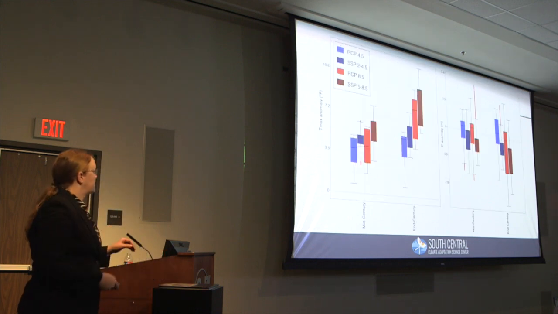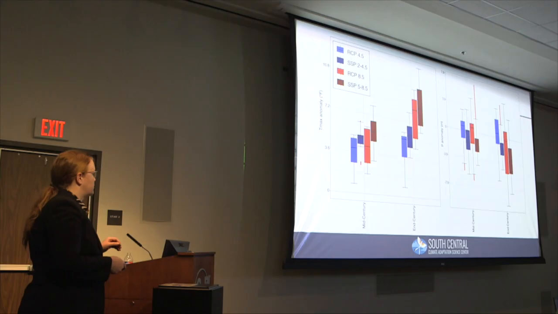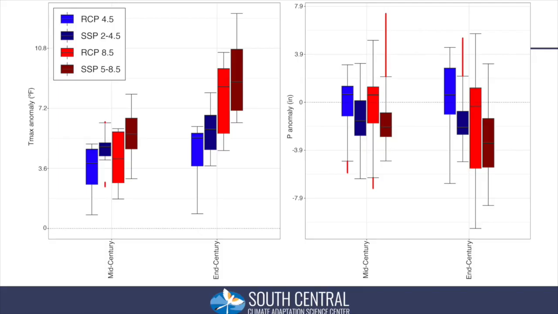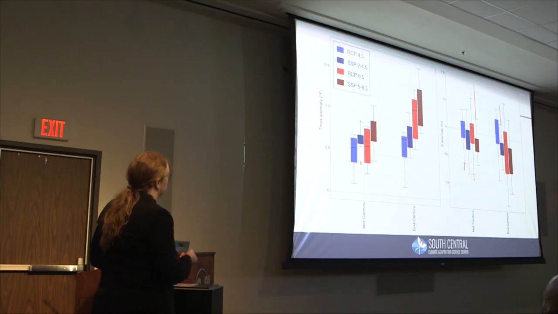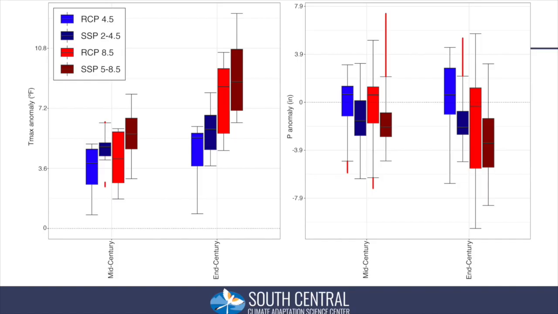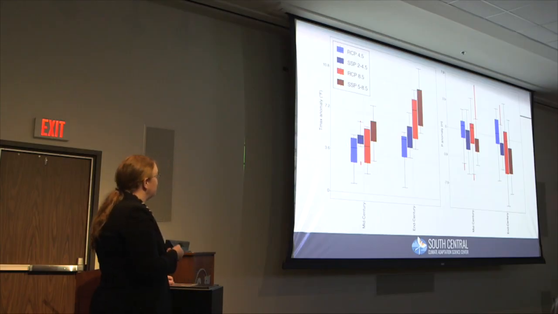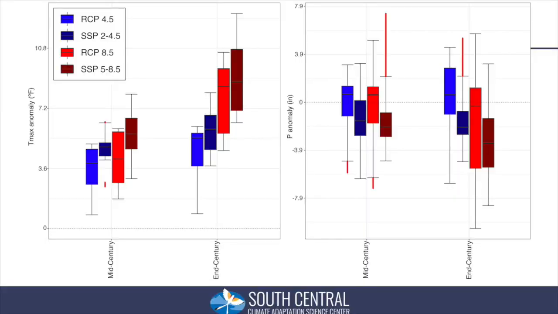So what this is on the left-hand side, this is temperature change, and the right-hand side is precipitation change for the middle of century and end of century, respectively, and also for the different ensembles grouped by their respective emission scenarios. So you see RCP 4.5 here, and its corresponding SSP in the darker blue, 2-4.5. If they add more numbers to the emission scenarios, I'm going to be annoyed. This kind of thing. Basically, low and high. Let's go with that.